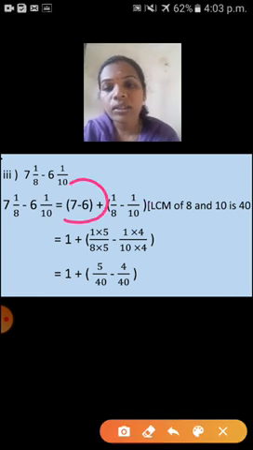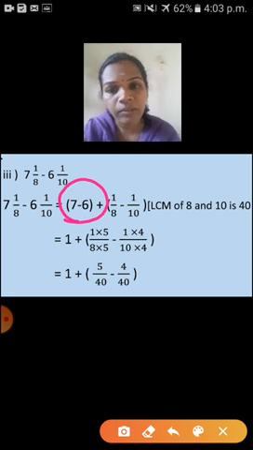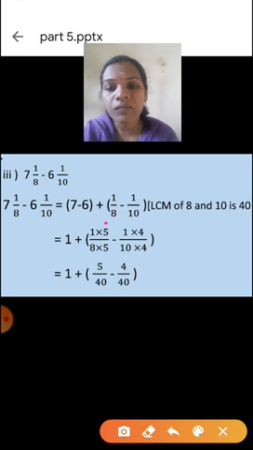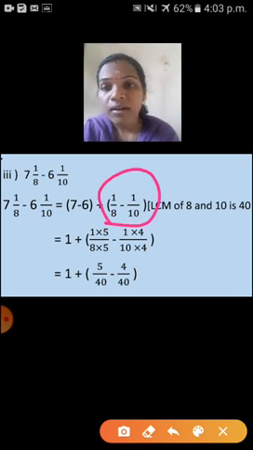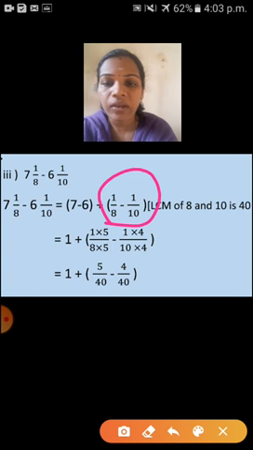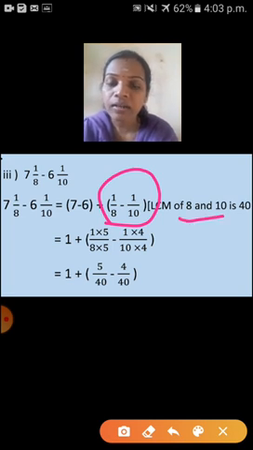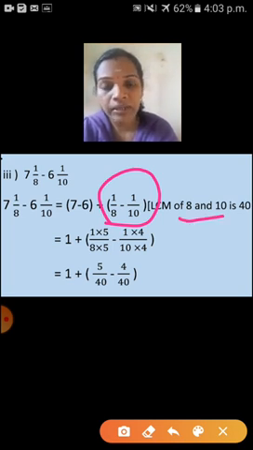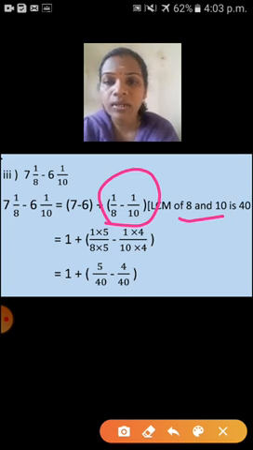So it is so easy to subtract the whole numbers. 7 minus 6, 1. Okay. Plus, you have to see here this fraction. Again you got an unlike fraction. So you have to convert it into like fractions. Before that you have to find what? First you have to find the LCM of 8 and 10. When you say the tables of 8 and 10, it will come to know what the least common multiple is. That means the LCM of 8 and 10 will come to know. So the LCM of 8 and 10 is 40.